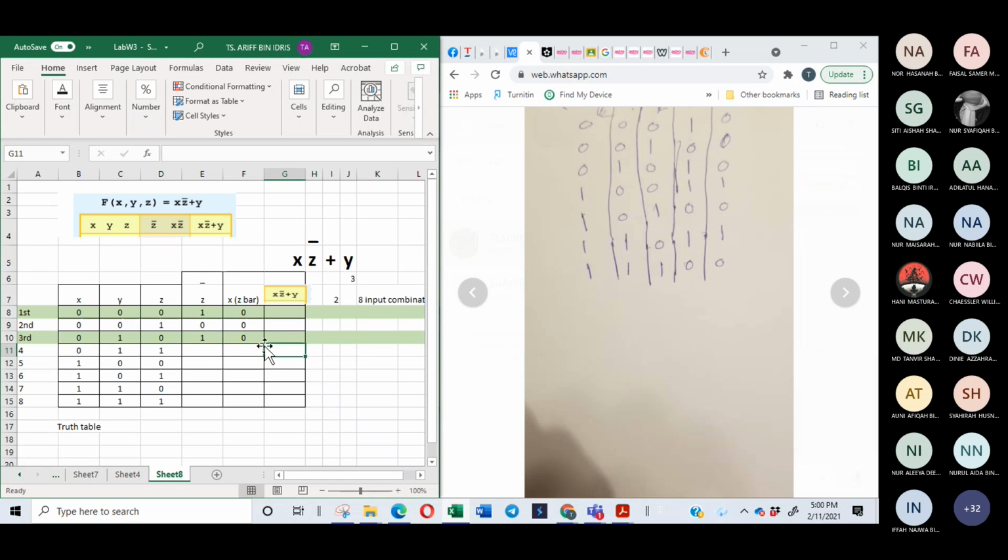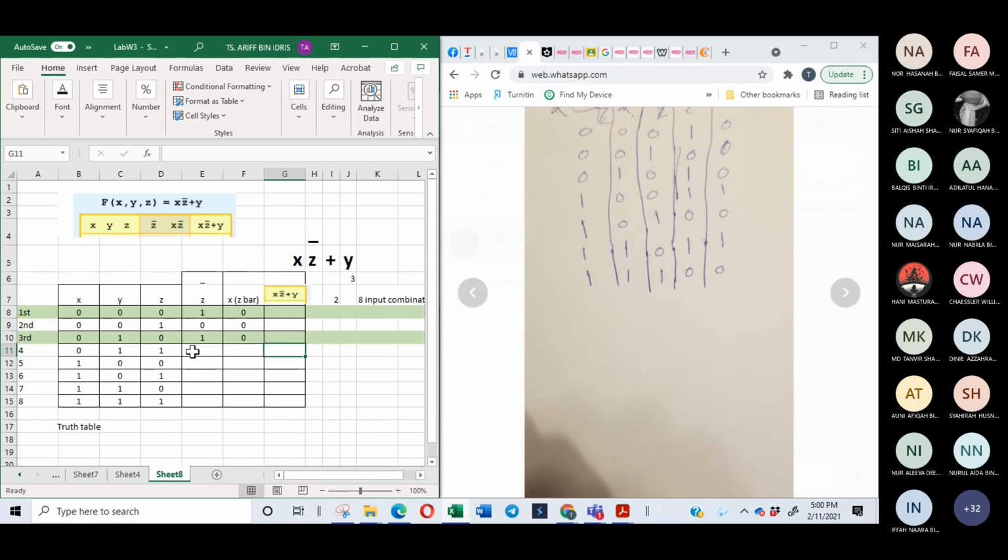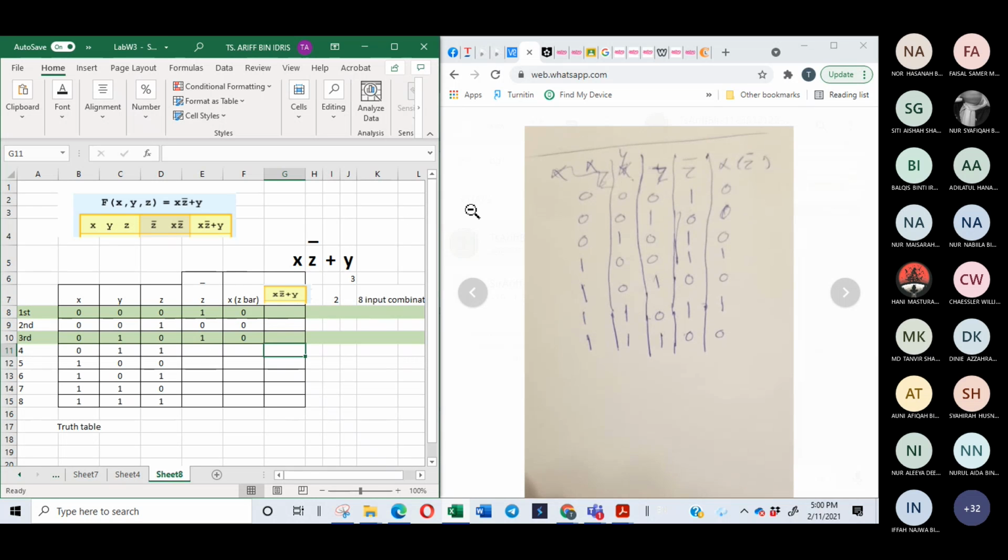Does everybody agree with Faisal's answer? Class, is it correct? Yes. Okay, correct. What about the fourth combination for Faisal's answer? If you do it in the form of Excel, it is clearer. But it's okay. Good effort, Faisal.